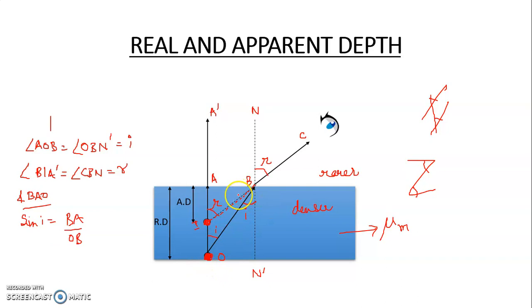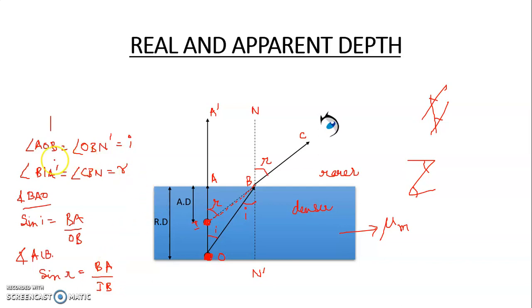Now in the same way, this is another triangle with r. We have to take two triangles, one with i and the other one with r. So if you take triangle AIB, sin r is again perpendicular by hypotenuse. The perpendicular is BA, the hypotenuse is IB. So we got the expression for sin i and sin r.